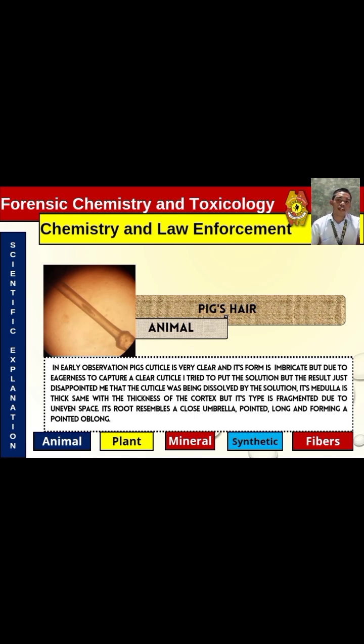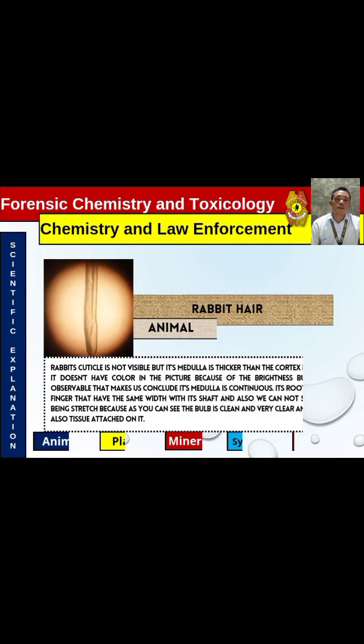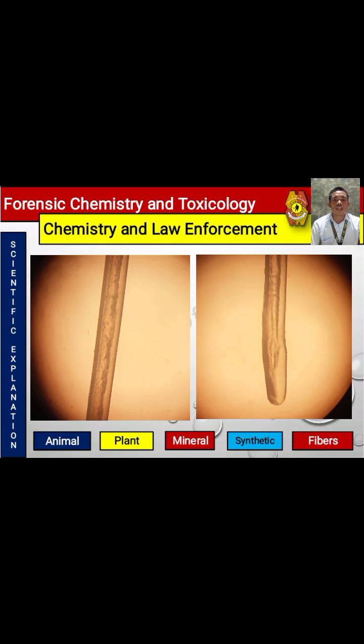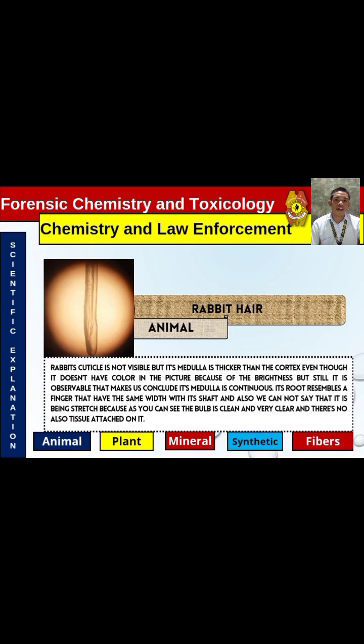Next animal here is coming from a rabbit. Rabbit's cuticle is not visible, but its medulla is thicker than the cortex. Even though it doesn't have color in the picture because of the brightness, it is still observable. That makes us conclude its medulla is continuous. Its root resembles a finger that has the same shape as its shaft.